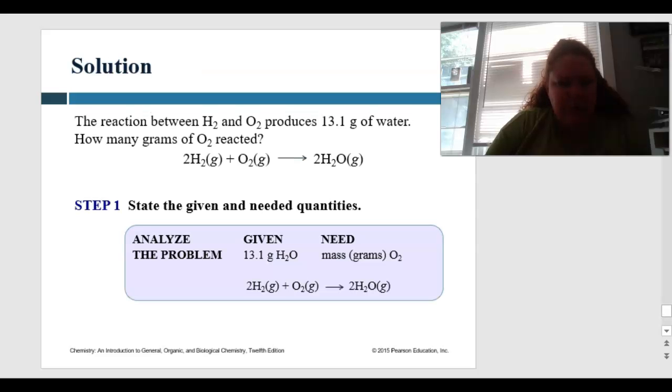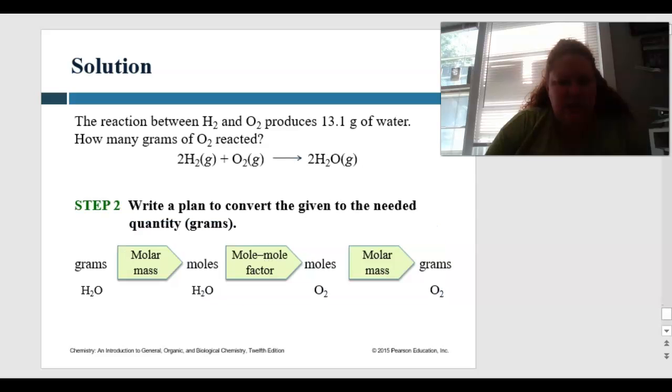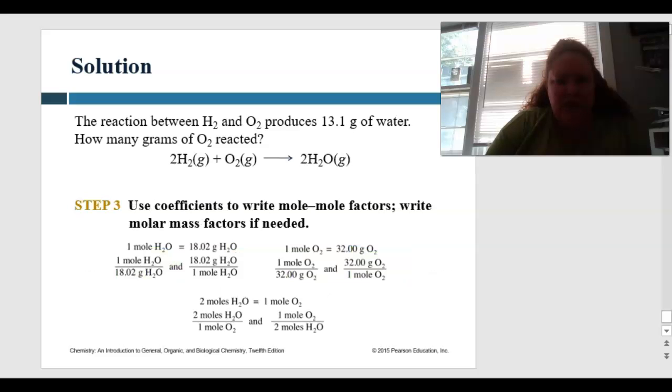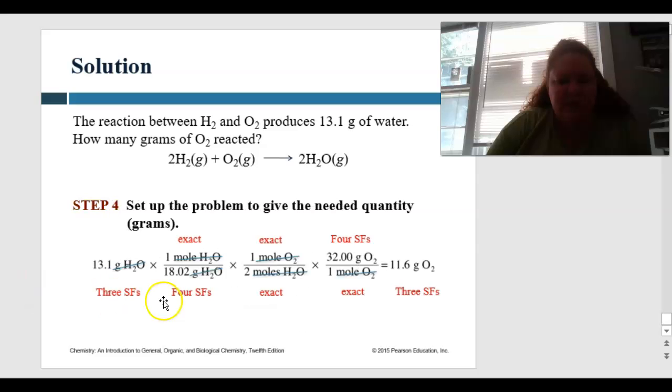So we're going to state the needed quantities, and then we're going to write the plan to convert the given to the needed. And then we're going to use coefficients to write the mole-to-mole factors. Okay, and then we're going to set it up so that those cancel out, and we end up getting 11.06 grams of oxygen.